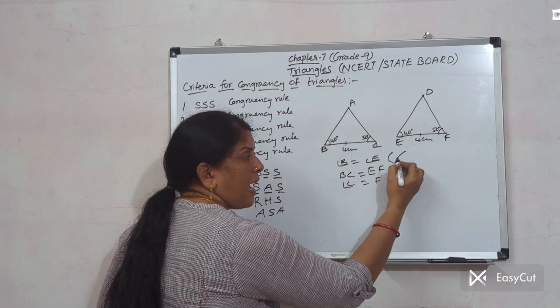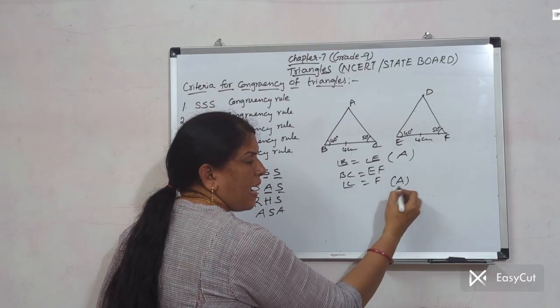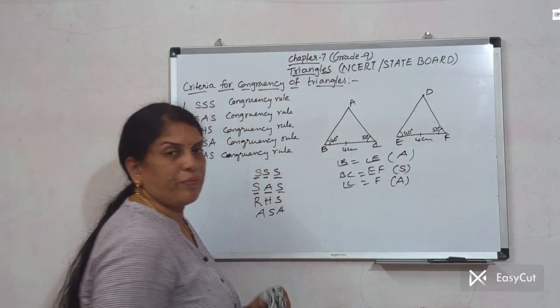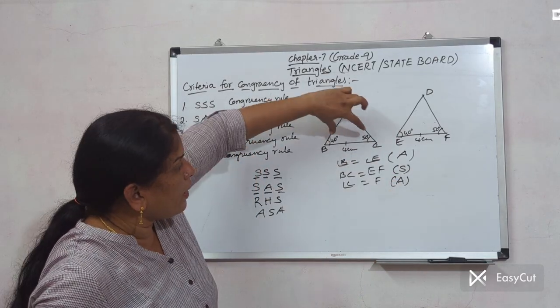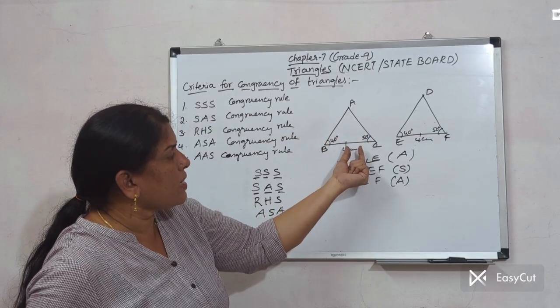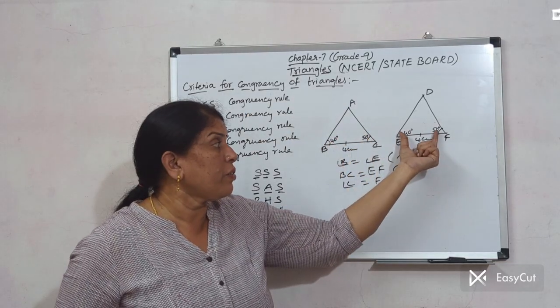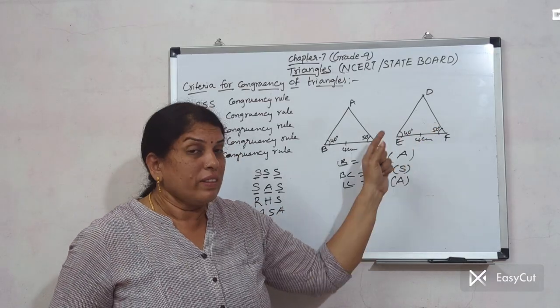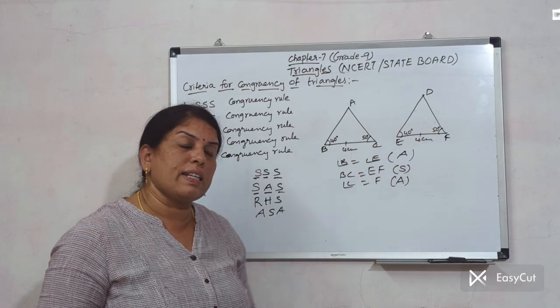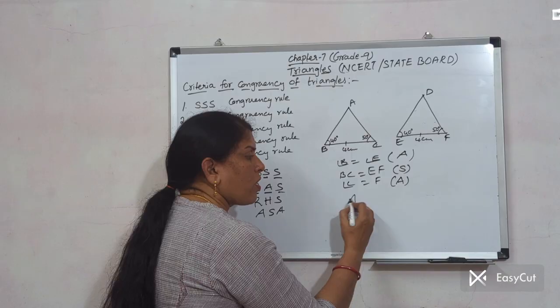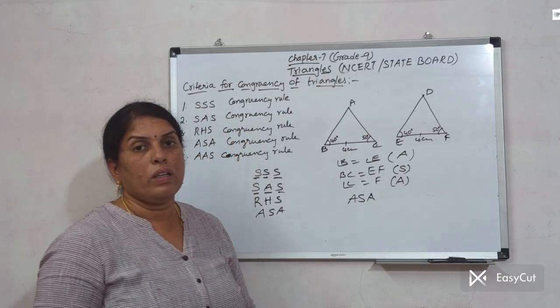This is what? Angle. This is what? Angle. This is side. Two angles and the included side. Between two angles, the side must be there. Then only those two triangles are satisfying the ASA congruency criterion.